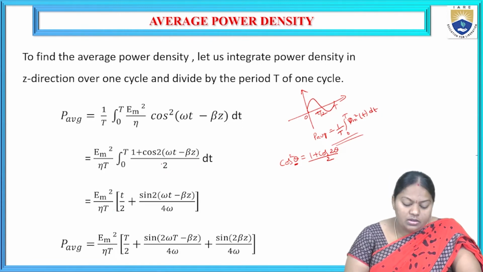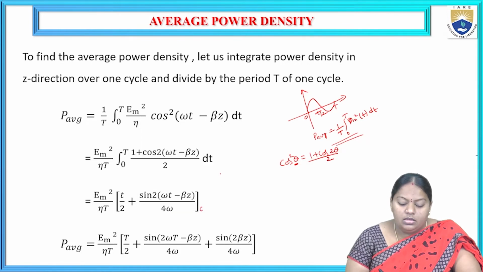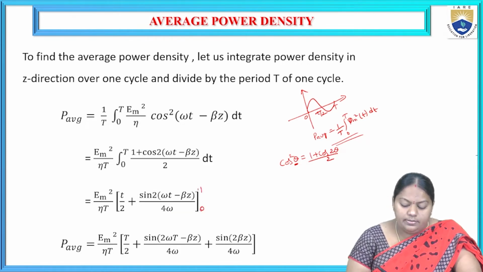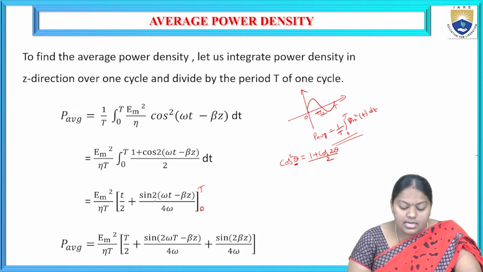Right? So now integrating with respect to t. 1 by 2 is given by t by 2 plus, since the integration of cos is sine, sine of 2 omega t minus beta z by 2 into 2 omega, which becomes 4 omega, with limits 0 to T. So the integration result is t by 2 plus sine of 2 into omega t minus beta z by 4 omega, from 0 to T.